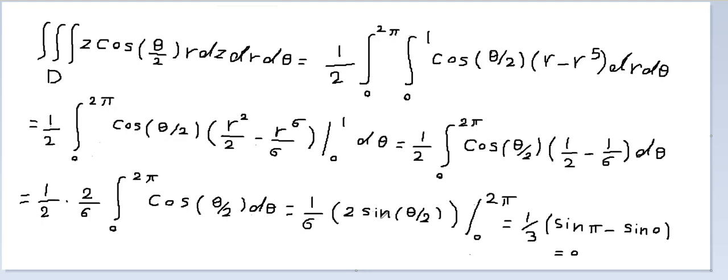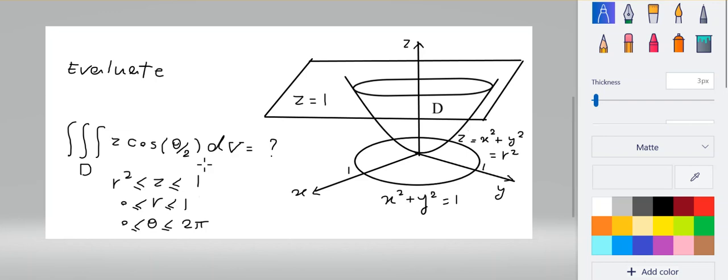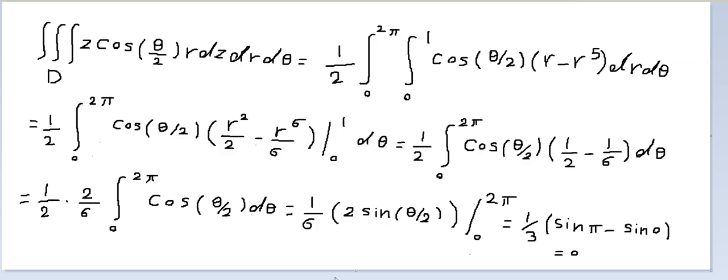Now sine theta over 2, when theta is 2 pi, this becomes sine pi, minus when theta is 0 it becomes sine 0. So sine pi is 0, sine 0 is 0, so totally the answer will be 0. So the answer to this triple integral on this region D, which we solved in the cylindrical coordinate system, is 0.